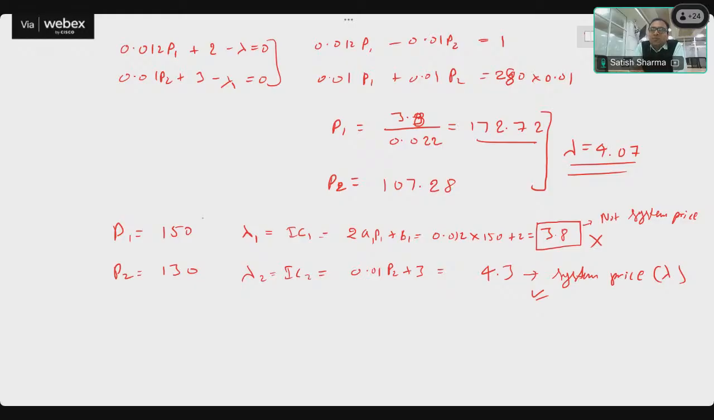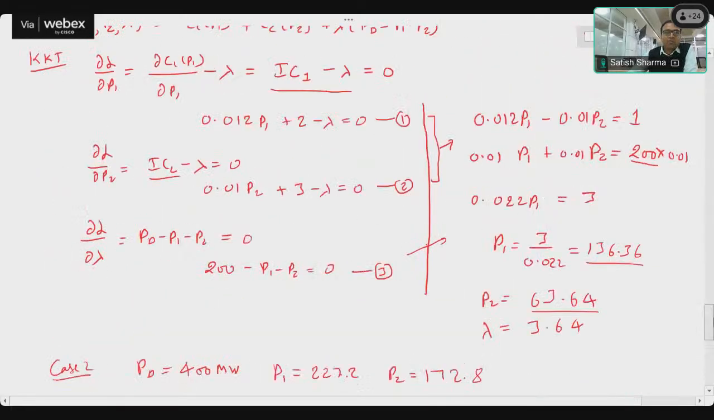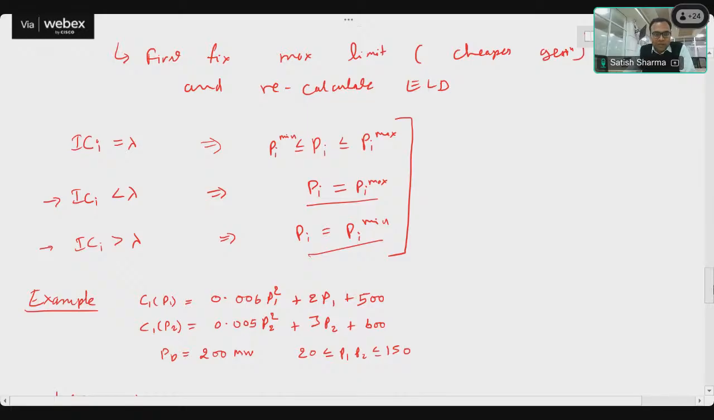So if the power output of the cheaper generator has been reduced, some expensive generator should supply that one. We can see that the second generator is supplying that one, and if some expensive generator is supplying, the system price should increase, which is also evident here: instead of 4.07, it has been increased to 4.7.